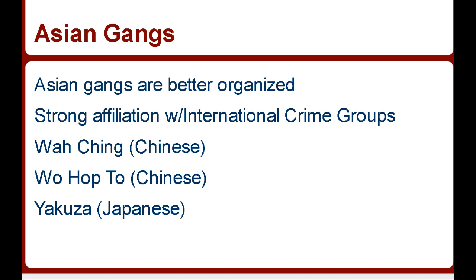You had the Chinese organized crime called Hua Qing. You had Wu Up Tu over in China. Hua Qing, I believe, was over up in San Francisco, but it was still an international group. And then also the Yakuza out of Japan.